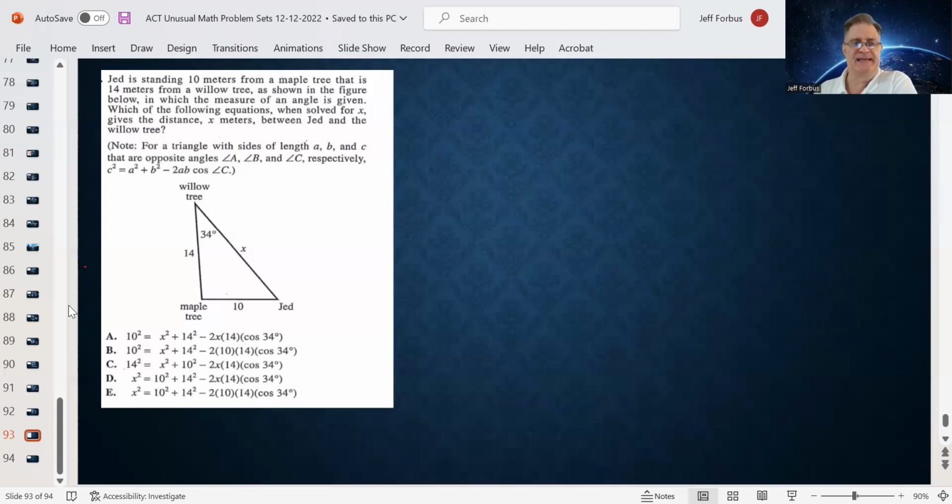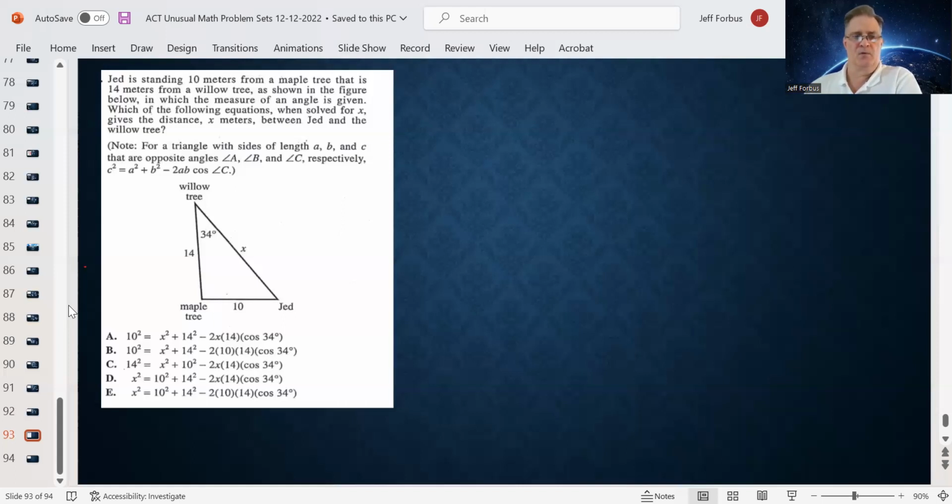So Jed is standing 10 meters away from the maple tree. That is 14 meters from the willow tree. All right, so the side between maple tree and Jed is 10, and willow tree and maple tree is 14. Now, in which the measure of the angle is given. Okay, so which of the following equations, when solved for x, so we're trying to solve for the x, willow tree to Jed.